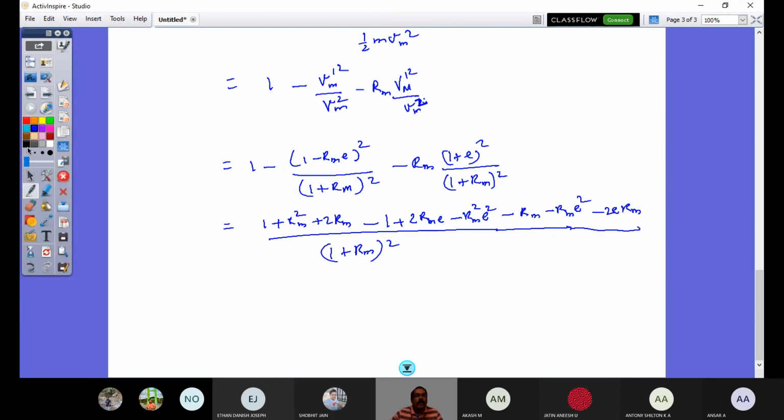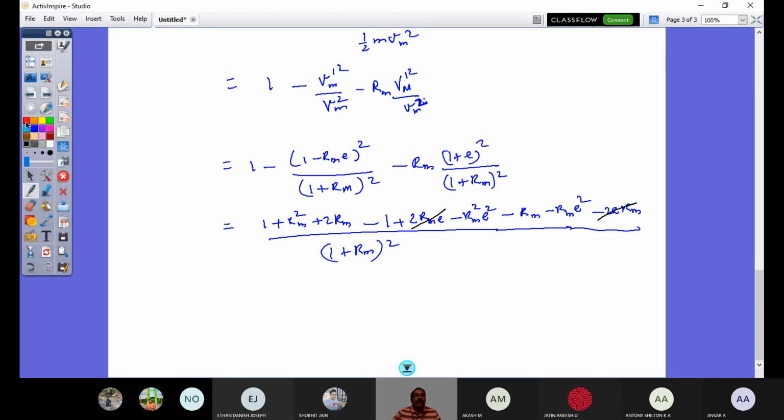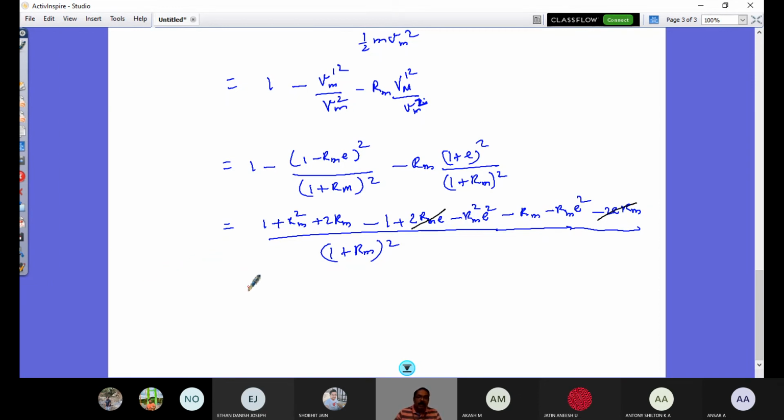You can see these terms are cancelled. These two are cancelled, and the remaining terms are there as they are. Is there any term 2Rm and minus Rm? So it becomes Rm. Now I'm going to couple these terms together so that it's convenient to rewrite like this. So this is equal to, in the denominator, the same 1 plus Rm square. In the numerator, I'm going to take this term, Rm squared, and this term, Rm squared.